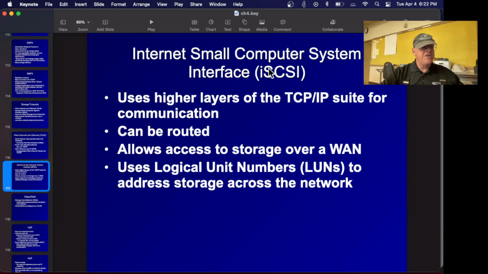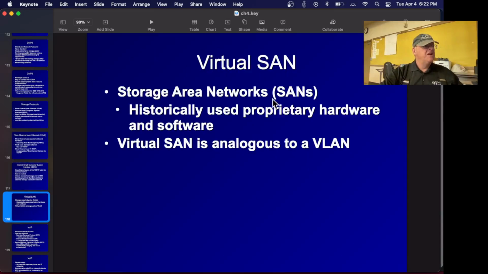And then there's iSCSI, however, and this allows you to access storage over a wide area network, and it uses logical unit numbers to address the storage units. And there's virtual storage area networks. They used to be proprietary hardware and software, so you can have a virtual storage area network like a virtual local area network, and this is what they call software-defined networking.